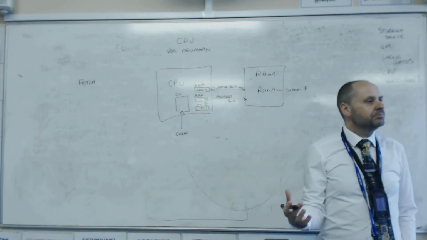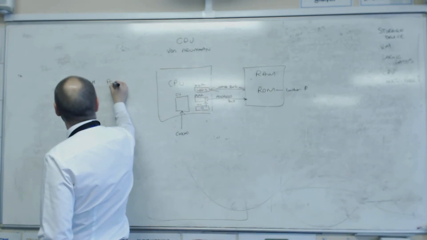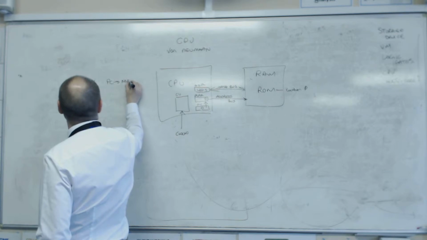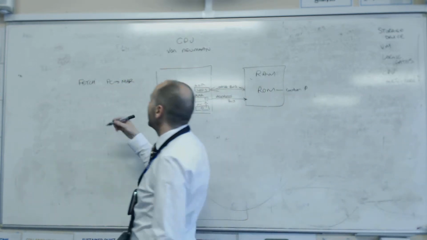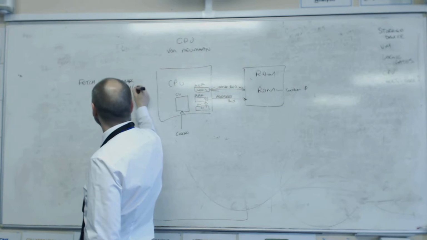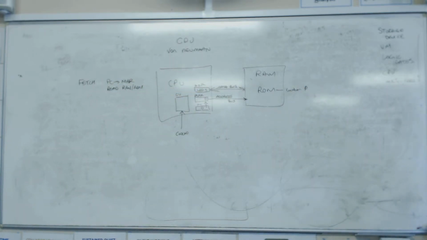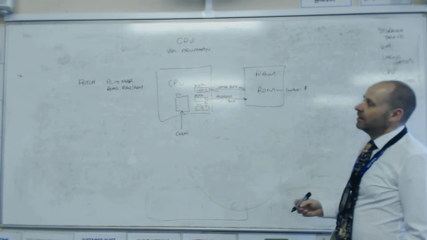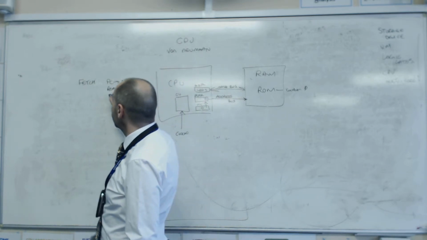Once we've got that, we need to copy the program counter to the memory address register. That's the first step of the fetch. Then we get the data, so we do a read from that location. What we then do, that arrives at the MDR.